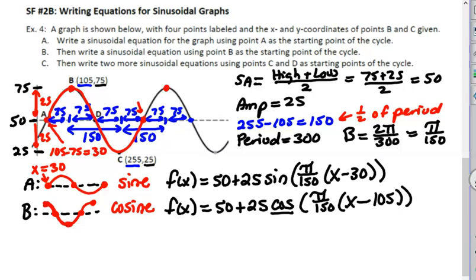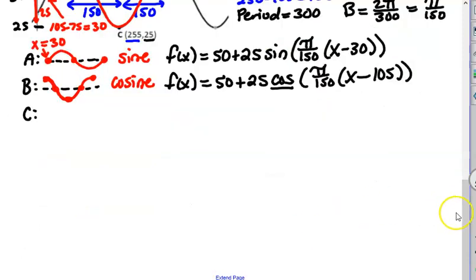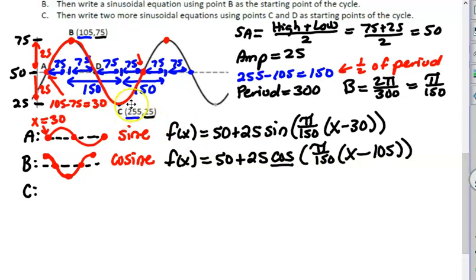All right, next we're going to do C. Point C is down here. It starts at a low point. So I'm going to extend my page up here a little bit so I have more room to write. It starts at a low point. That means it has to end at a low point. So if we start at point C, the end of the cycle would be way over here. So this would be my cycle from here to here. So let's make a little sketch of this cycle.